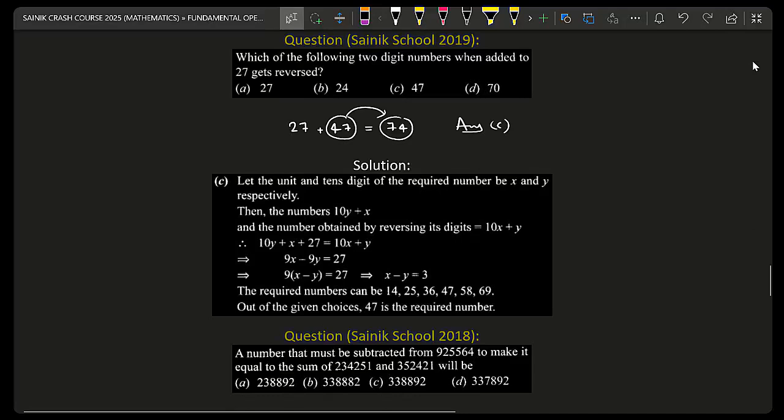The next question: a number that must be subtracted from 9,25,564 to make it equal to the sum of 2,34,251 and 3,52,421 will be.